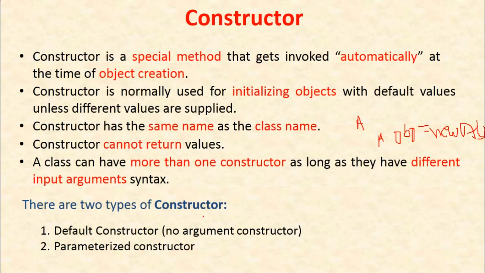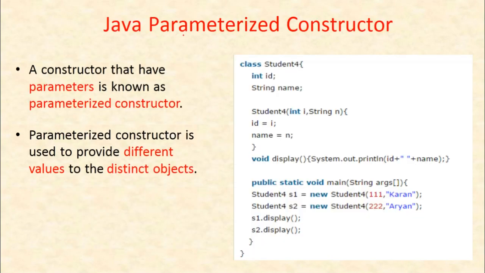There are two types of constructor: default constructor with no arguments and parameterized constructor. So let us see some examples. First of all, the Java parameterized constructor. A constructor that has parameters is known as a parameterized constructor. From the example, you can see that the class name is student4, and we have a method which is also student4. A method using the class name is known as a constructor, and it has some parameters. That is why it is a parameterized constructor.